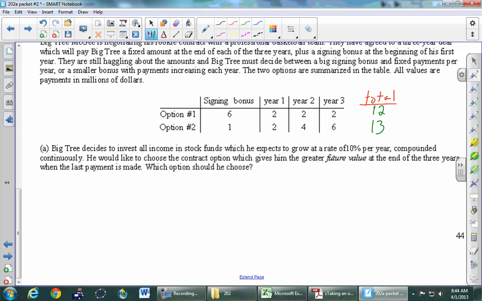Okay, so we're going to assume that Big Tree can take his money right away and throw it into an investment that will get him 10% per year compounded continuously. Any of you remember the formula that tells you how much money you have when you compound continuously?